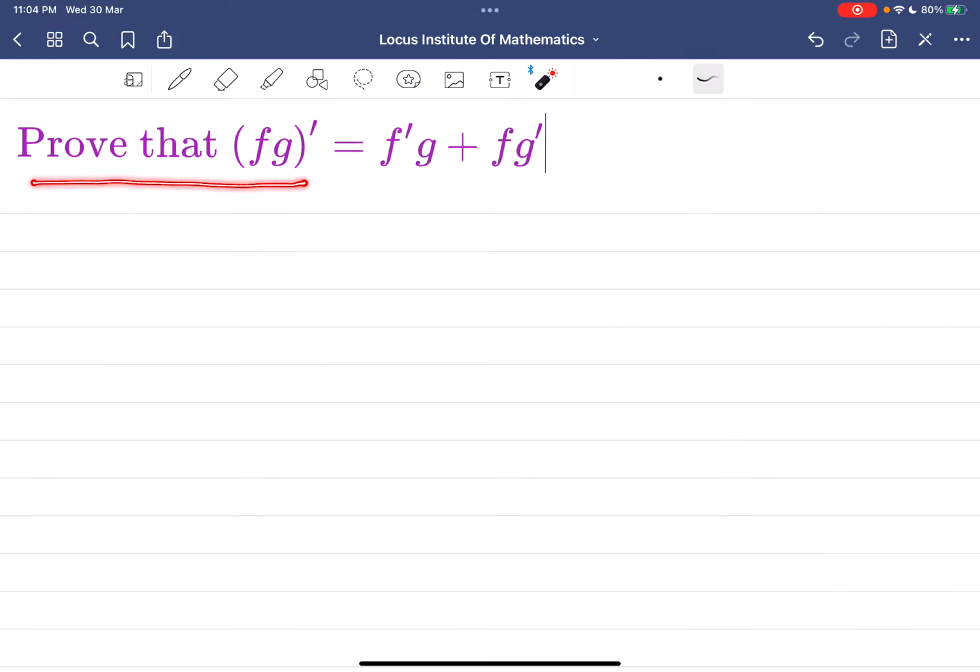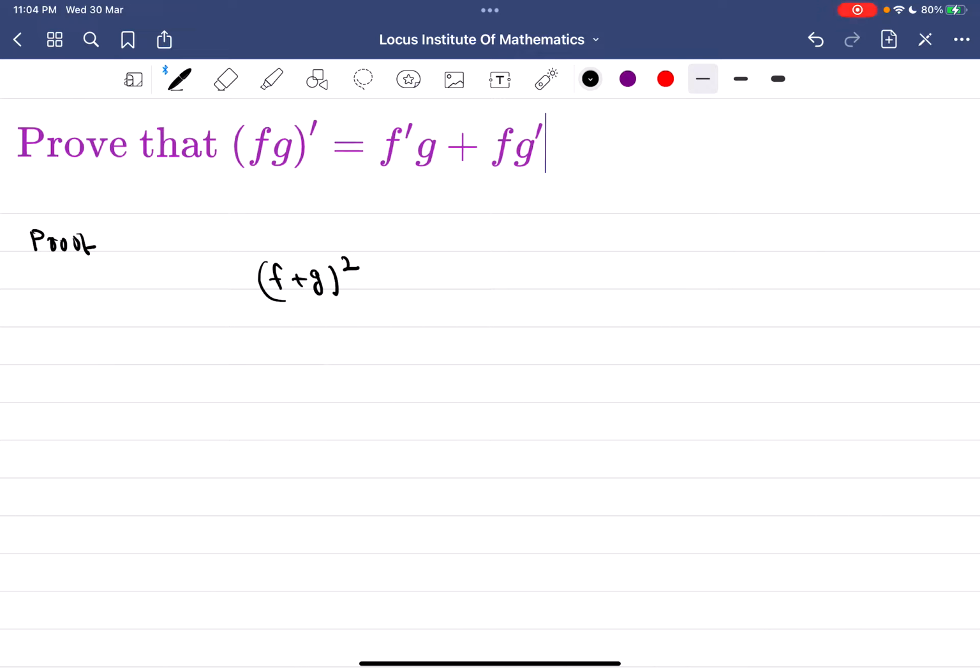Prove that (fg)' is equal to f'g plus fg'. So it's the product rule. To prove it, you consider (f plus g) whole square.